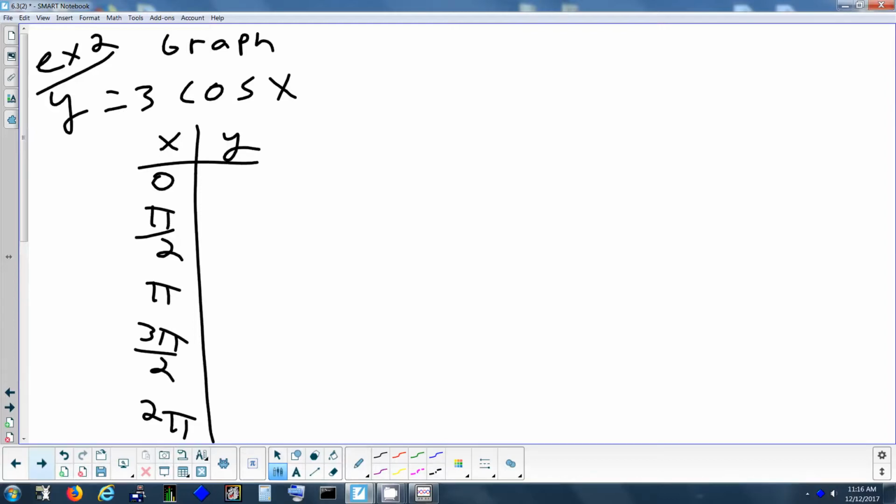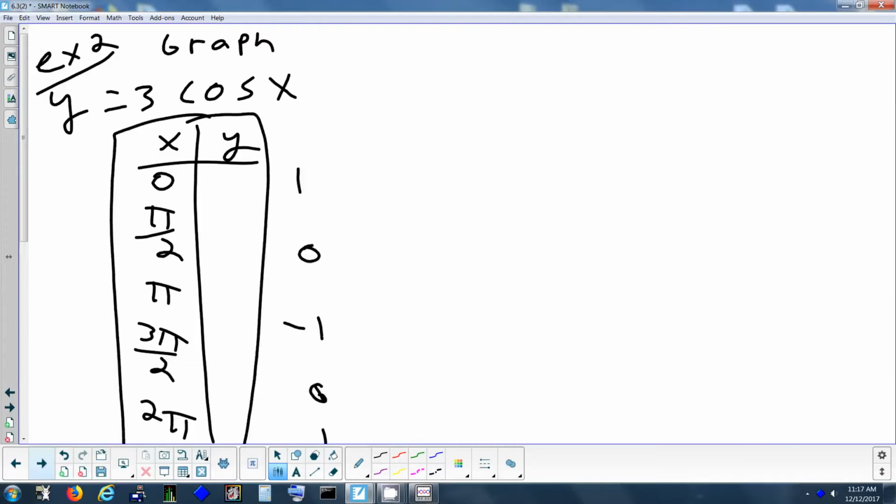For cosine, what are my y values? Make sure you don't give me the sine values. 1, 0, negative 1, 0, 1. Now, what are we going to do to all those values? Multiplying by 3. Yeah, triple them all. So 3, 0, negative 3, 0, 3. There's your table.